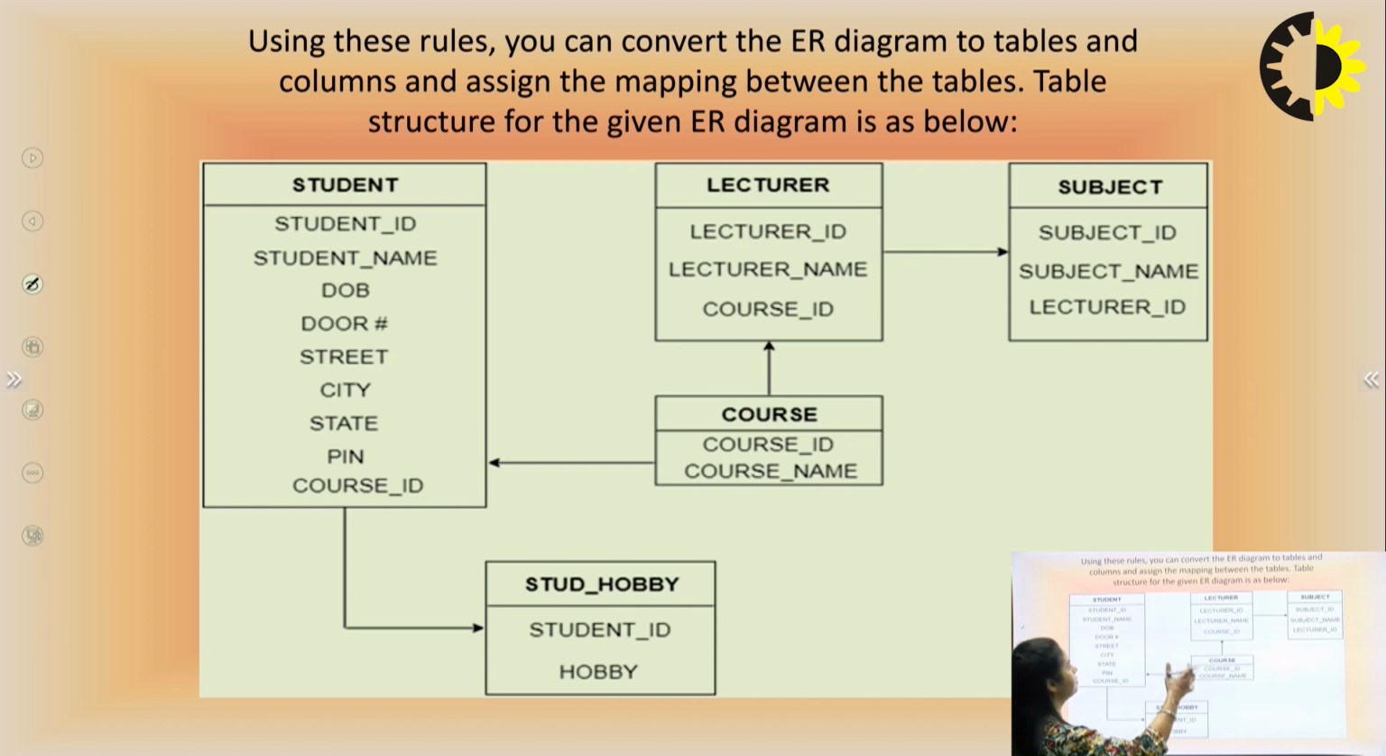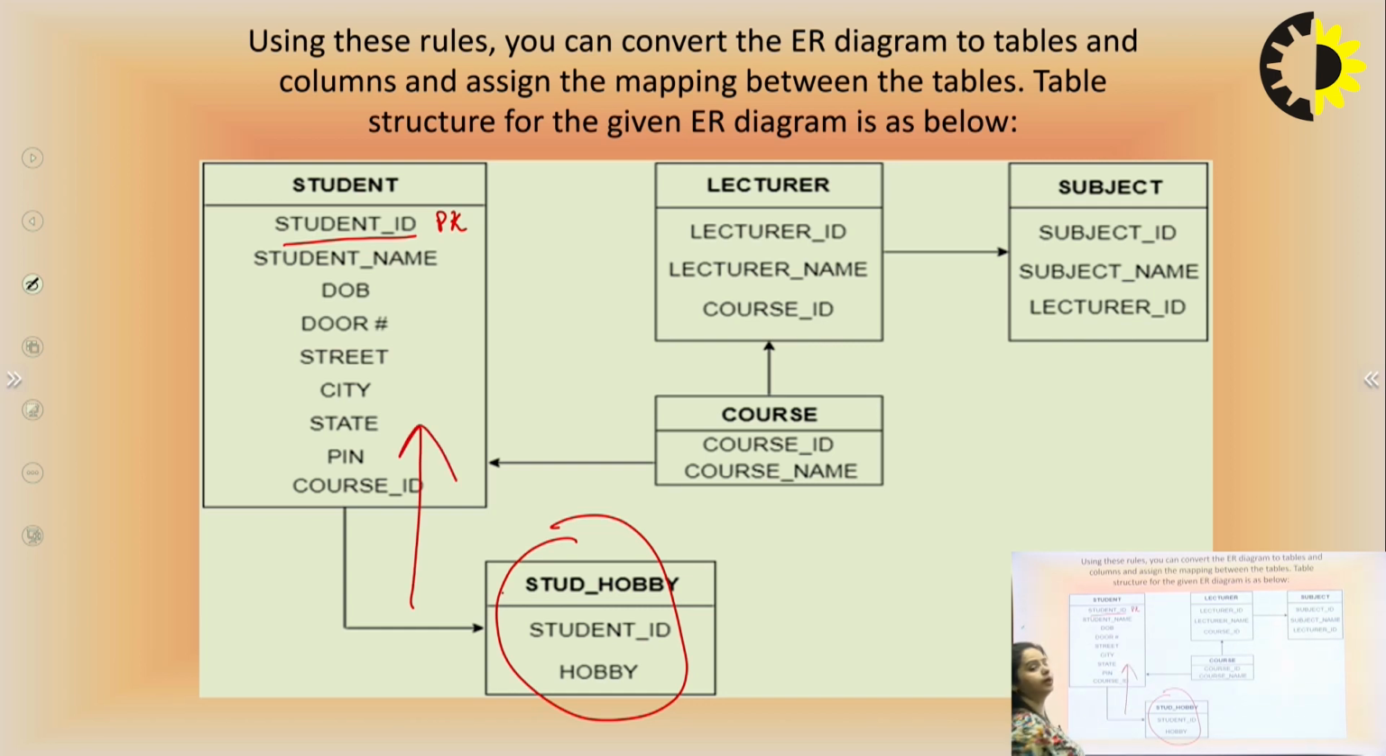Now this is the final reduction of this ER diagram into tables. We have student, lecturer, subject, course and student hobby. Here we have student ID, which is the primary key, student name, date of birth, door, street, city, pin and course ID. We have another table for hobbies, but we need to relate this student hobby with the student because hobby is an attribute of the student table. So we will connect this with the student ID.